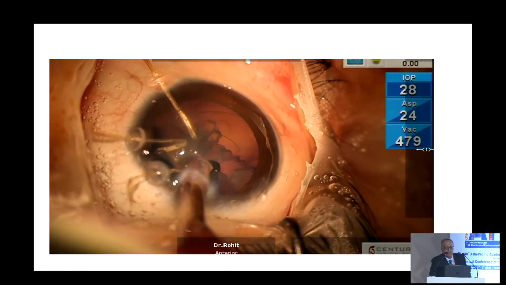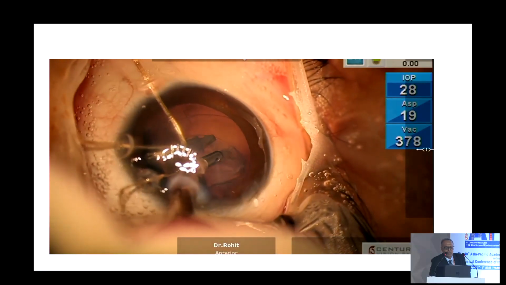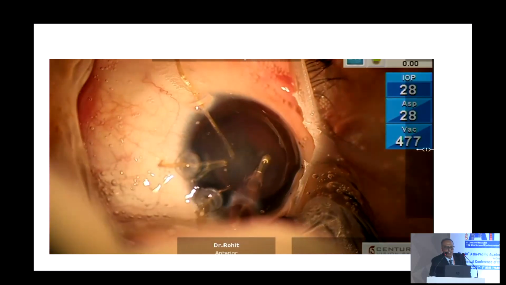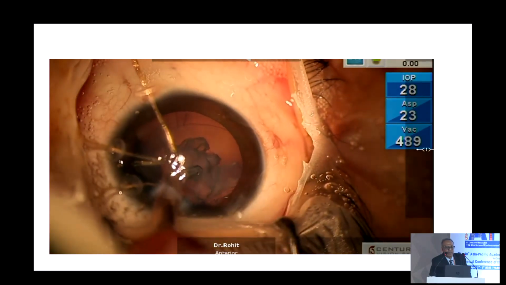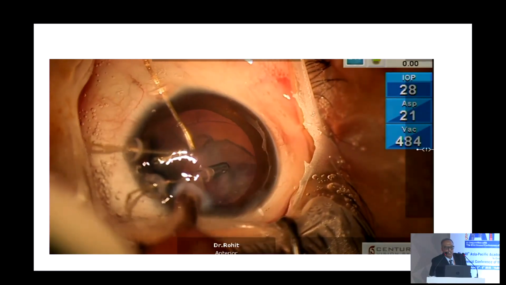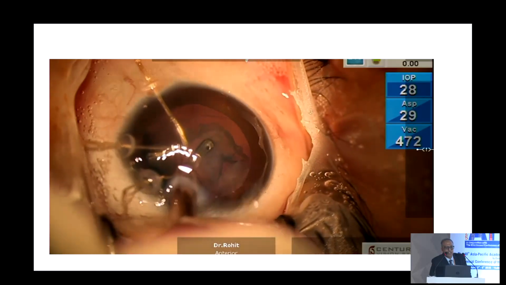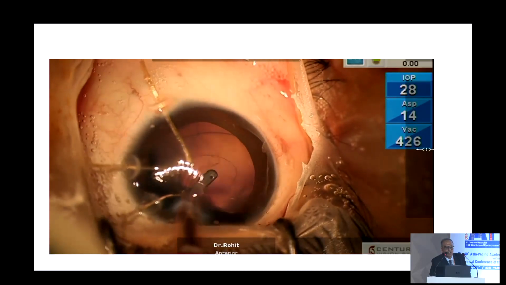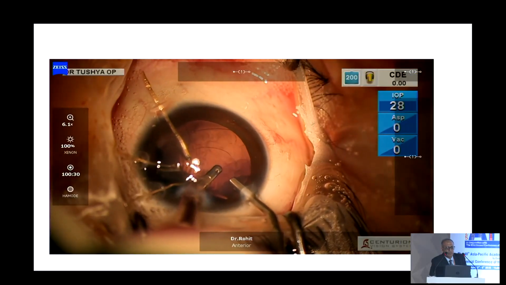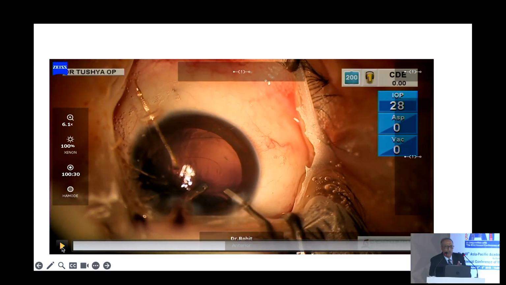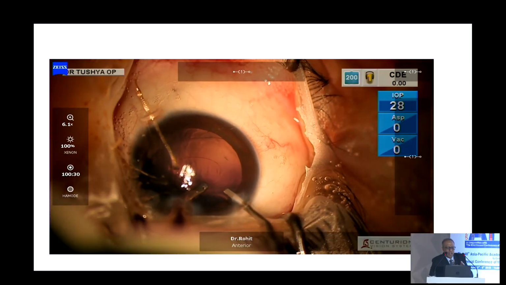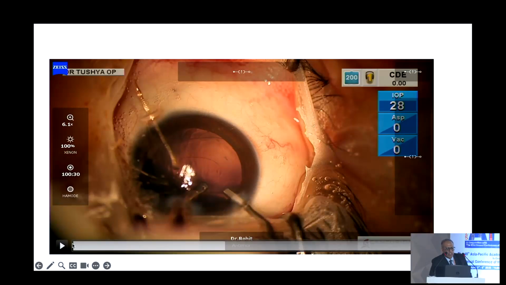and so I'm able to achieve the aspiration of the cortex matter, because the child was too young for anything, and without any issue it has been done. Stable chamber settings, these are very small things which you have to realize, because as I showed in my first slide, you're trying to conserve the zonules as well.